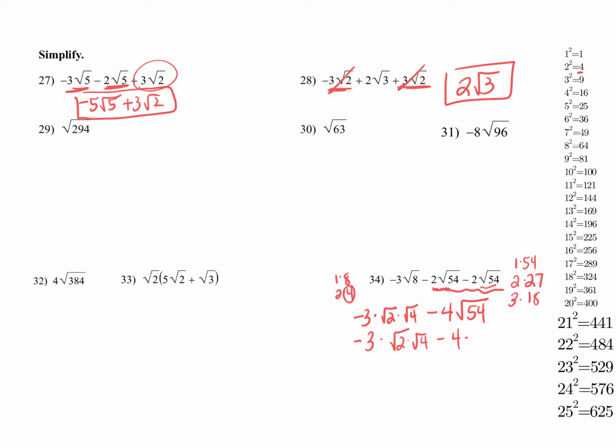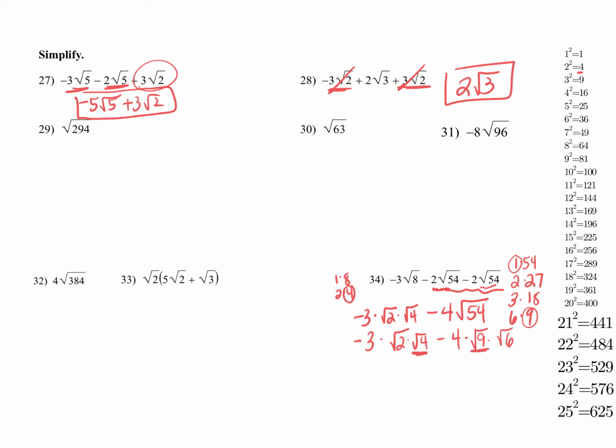6 times 9. And the perfect squares are just 1 and 9, and 9's the biggest one. So I'm going to rewrite that as the square root of 9 times the square root of 6. Now, I have perfect squares. This is a perfect square. This is a perfect square.